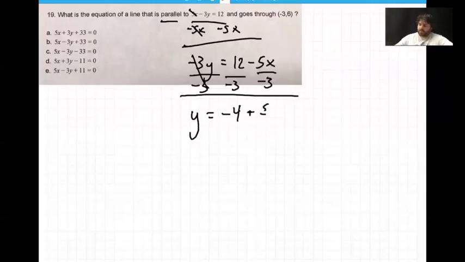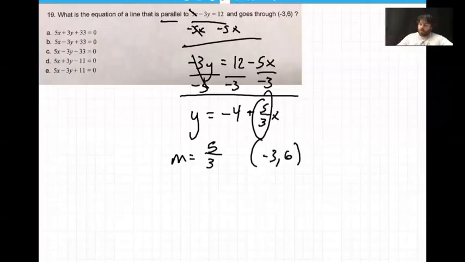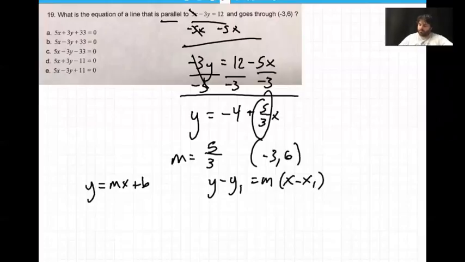So plus 5/3 x. Parallel means I steal the slope, same slope. So the slope I'm going to use is also going to be 5/3, and it goes through this point, negative 3, 6. So I can use y equals mx plus b, or I can use y minus y1 equals m times x minus x1. Either way. Let's try it the first way.